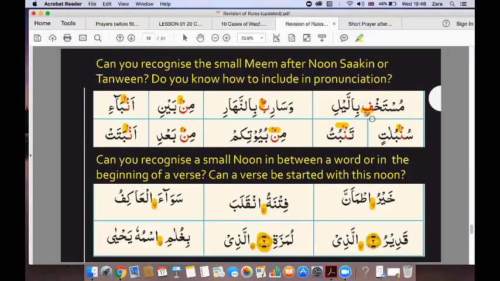And what we basically do is we change the sound to the meme, and we also pause for 2 seconds, because the letter which follows it is a ba, and according to this rule, we pause for 2 seconds on this meme sound. So looking at the first example, mustakhfin bil-layli. We remember to pause for 2 seconds here with the mim maqluba, and also remember that we have a lam mushaddad, so we pause and put more emphasis on the letter.